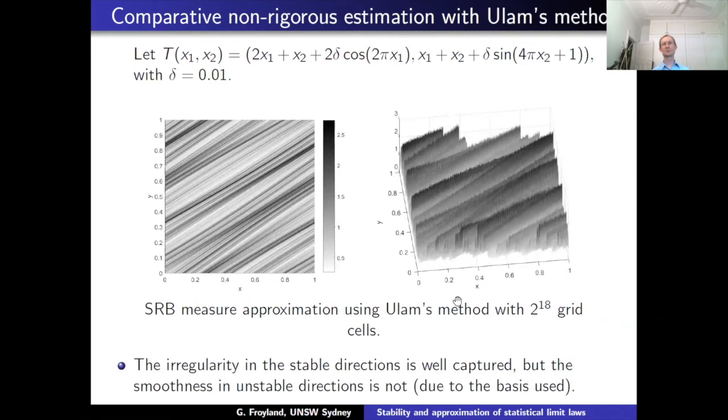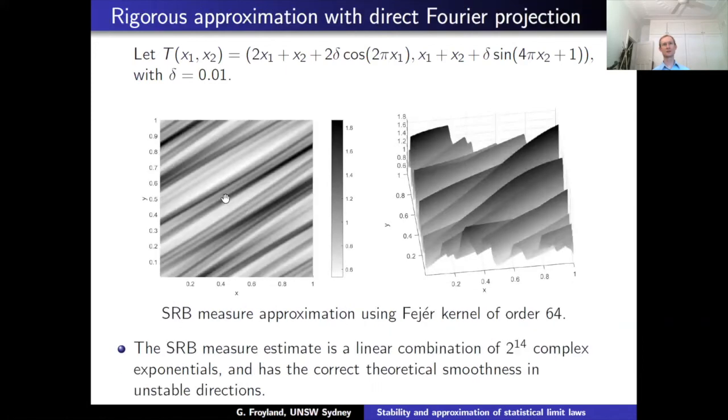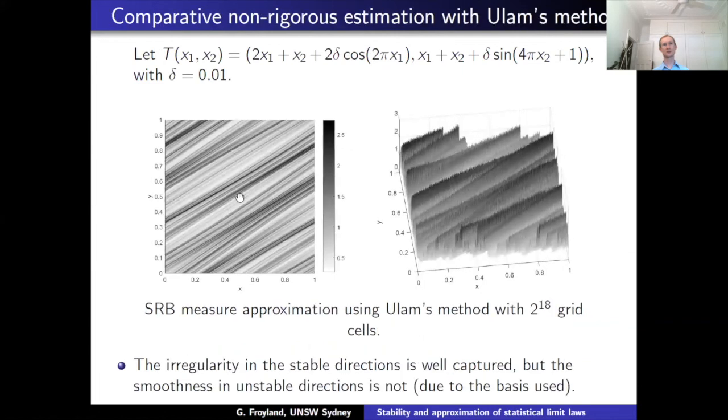Just for fun, I did Ulam on 2 to the 18 grid cells. And so you look at this compared to this and you say, wow, this is fantastic. It's so high resolution. But if you look at what is really going on here, it's not very smooth at all in the unstable directions. And we can't prove anything about this estimate either.